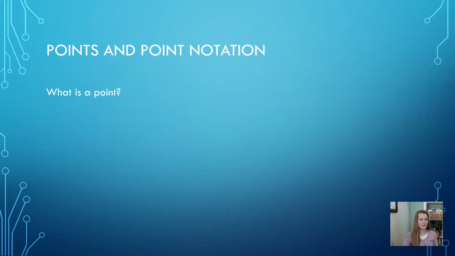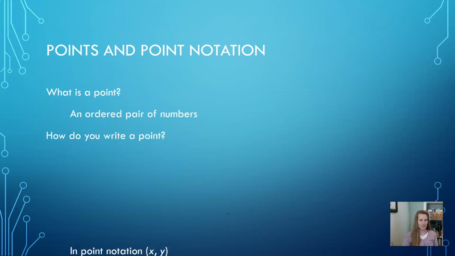Let's review points and point notation. What is a point? Hopefully you remember that it is an ordered pair of numbers. But how do you write a point? In point notation, x, comma, y with parentheses. If you leave the parentheses out, it's no longer a point. For example, if you were to write 2, comma 3, that doesn't tell me it's a point. It has to have those parentheses.